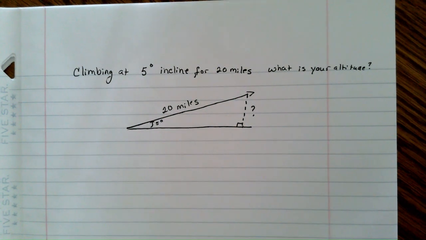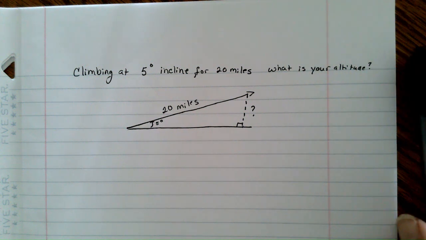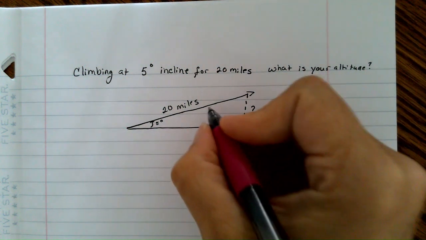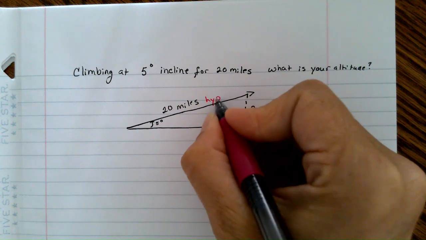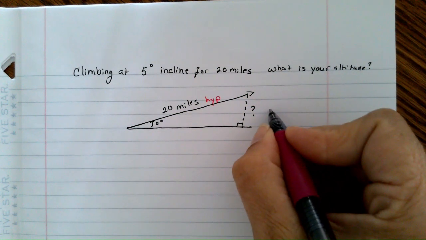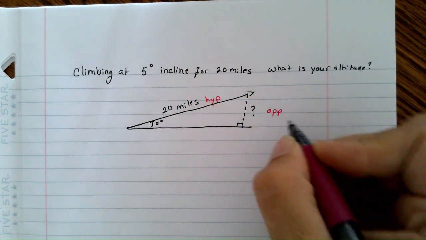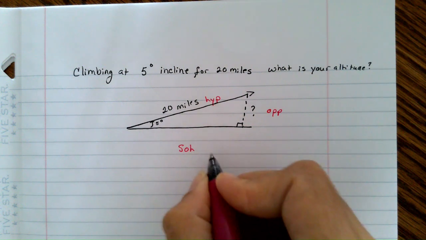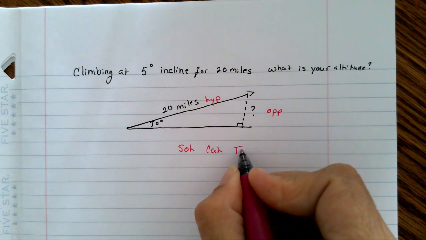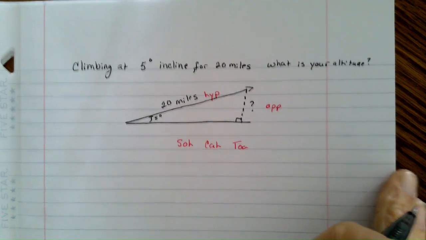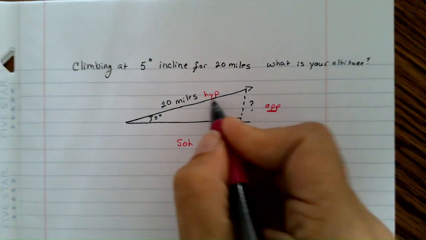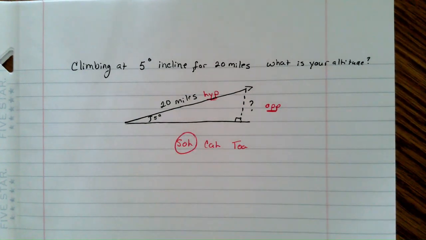Okay, well, the 20 is definitely our hypotenuse. The question mark is where the opposite should be. And if I look at SOH CAH TOA, the only one that includes opposite and hypotenuse is SOH. Okay, great.